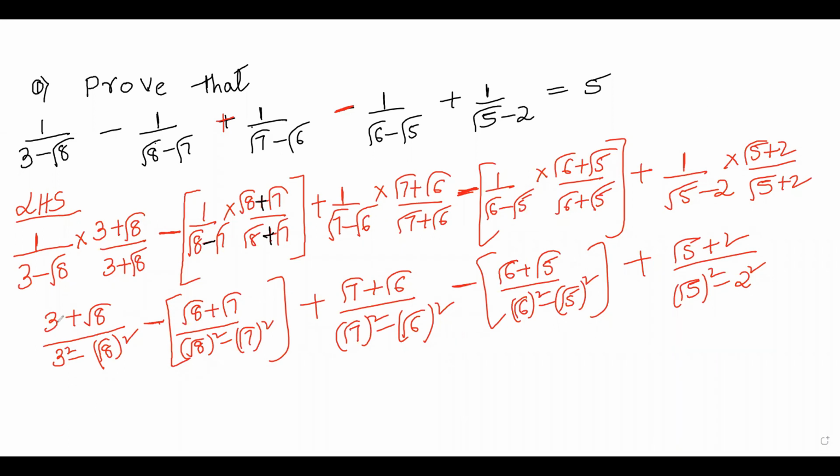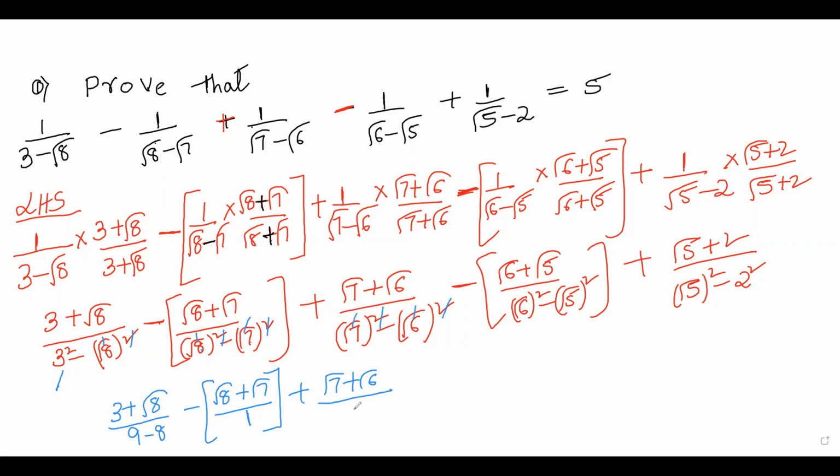Now 3 plus root 8 by 3, 3 3s are 9, square and root will get cancelled. 9 minus 8, minus, put a bracket, root 8 plus root 7, square and root will get cancelled. 8 minus 7 is 1. Root 7 plus root 6, square and root will get cancelled. 7 minus 6 is 1.